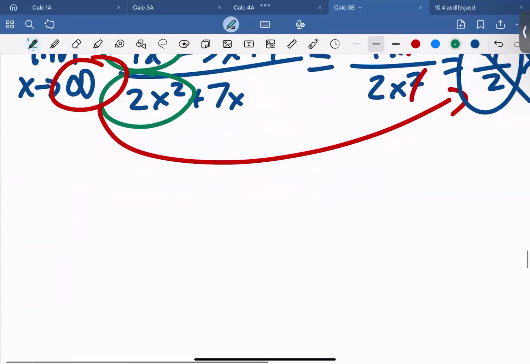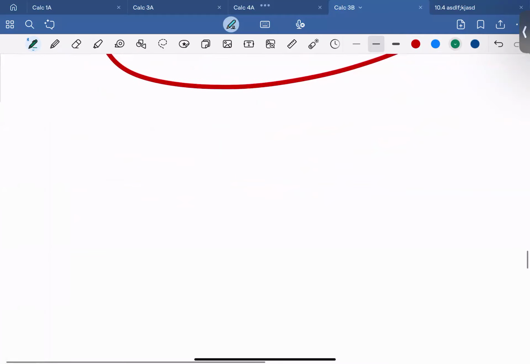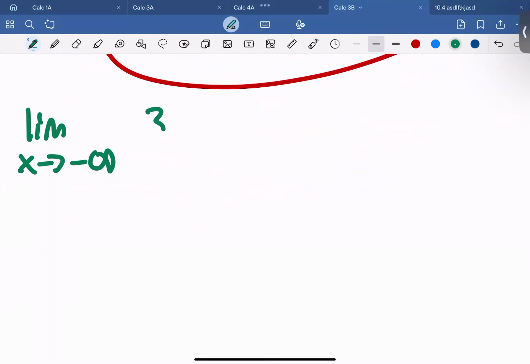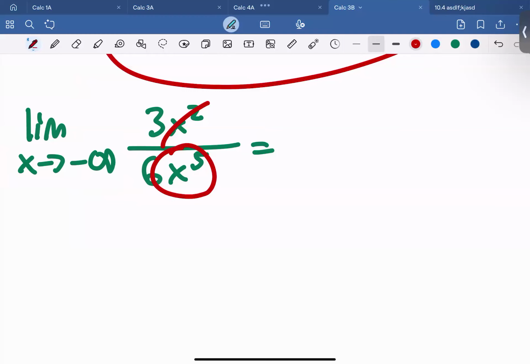Let's try step 2. If the power is biggest on the bottom, so we had limit as x approaches negative infinity of 3x squared over 6x to the 5. Okay. Don't stress too much. The one on top is smaller than the x to the 5 on the bottom. So your answer is just 0. That's it.